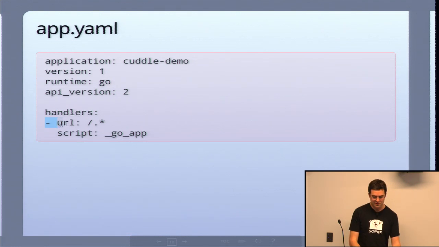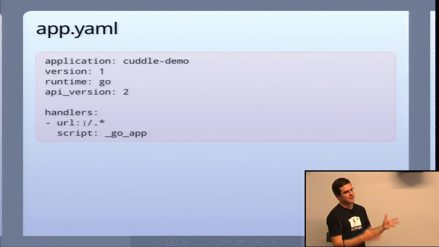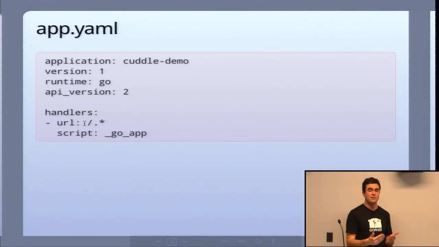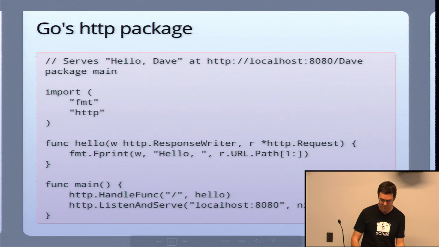But the key difference between this and, say, a Python app is that in a Python app, you declare paths that correspond to certain handlers in your Python script, or at least you can. Whereas in Go, you simply define the URL paths that correspond to Go in general, and then you let the Go program itself handle the demultiplexing of requests to various HTTP handlers. So in this case, we're saying the regex .* , which is everything after slash, is going to be served by the Go app, which is exactly what we want.